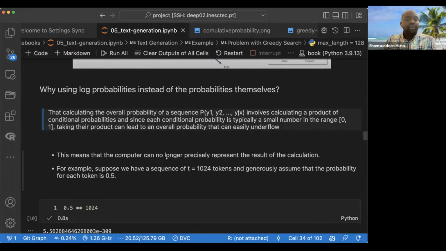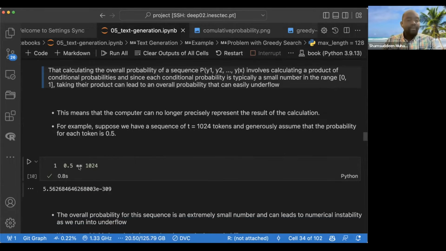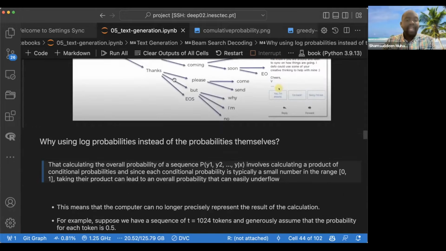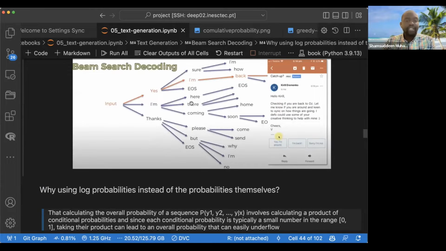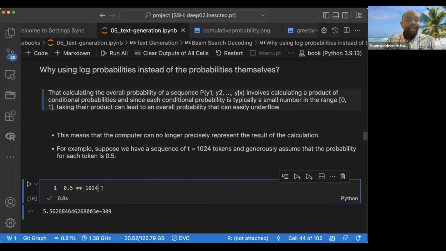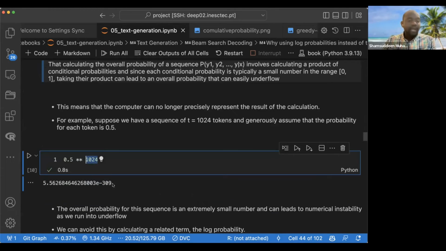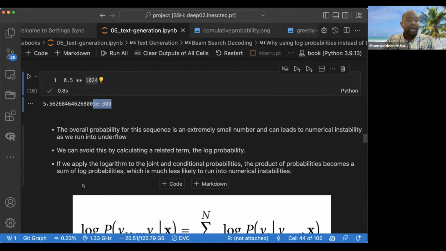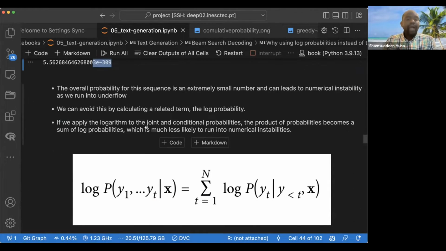So this means that the computer can no longer precisely represent the result of the calculation. Let's look at an example. Let's assume that each path here has a 0.5 probability, and now we multiply the probability over 1024 tokens. Look at the number. You can see this is a very small number. To avoid that, they use what we call log probability.